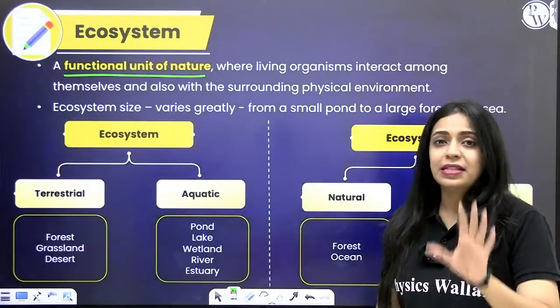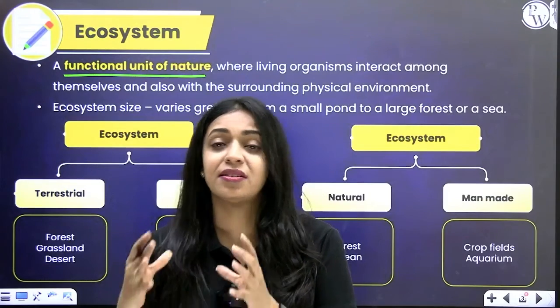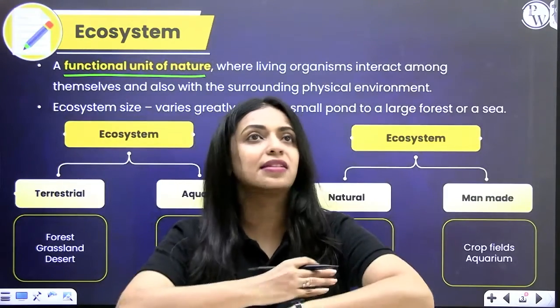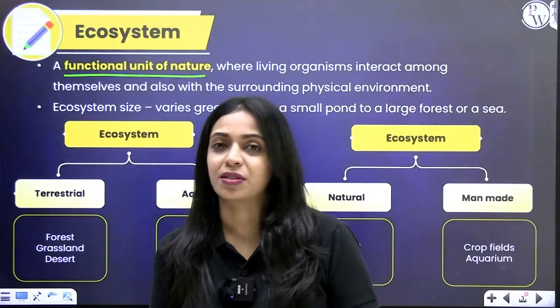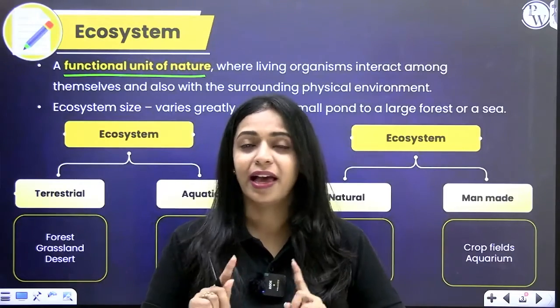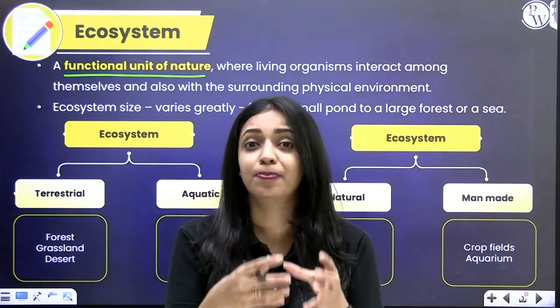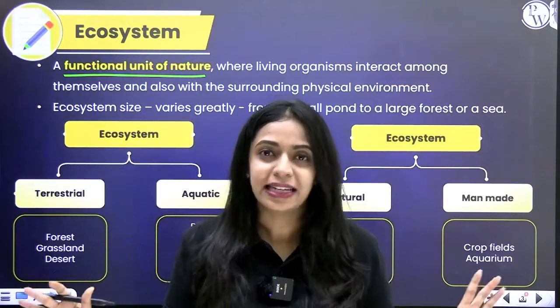An ecosystem size is greatly variable. Something as small as a pond is also considered an ecosystem, and something as large as an ocean or as large as a forest is also an ecosystem. So it is not necessary that the geographical area has to be of a certain specific size for us to call it an ecosystem. The size is highly variable.